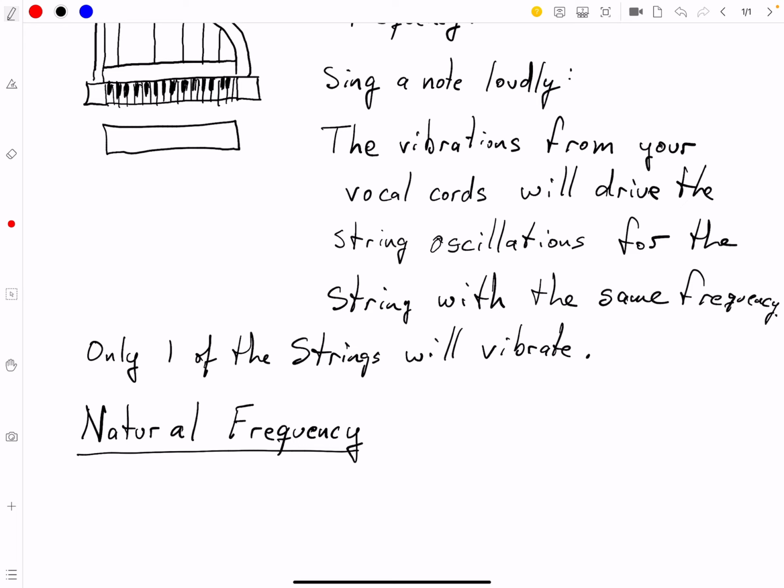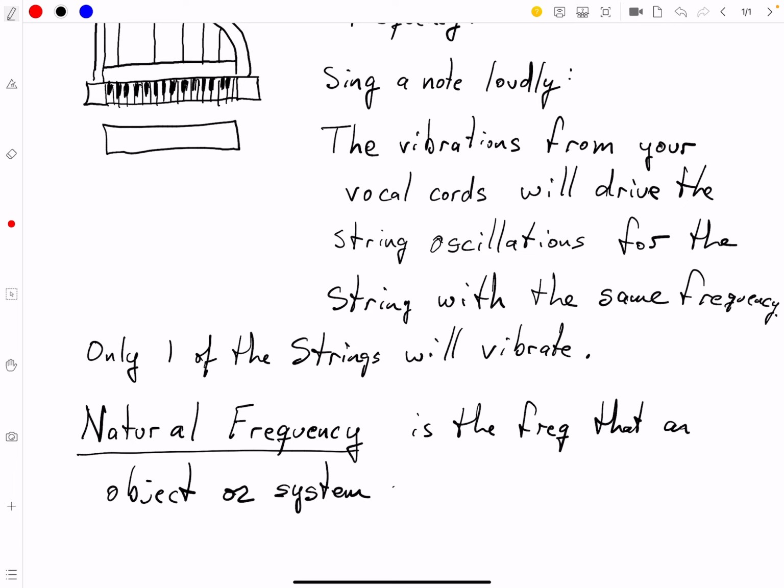So natural frequency is the frequency that an object or system resonates at.